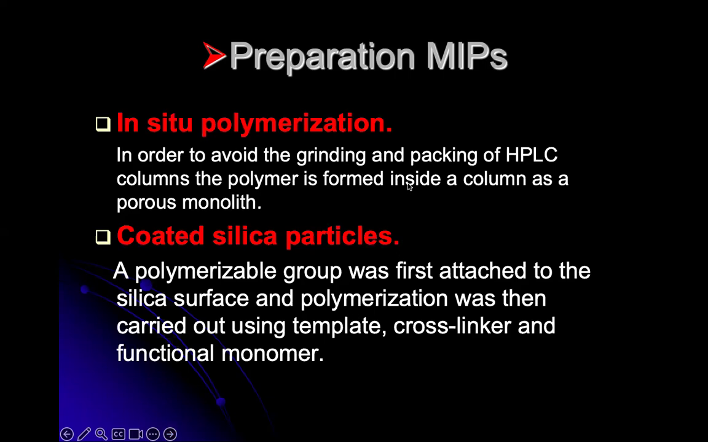But you can also do coated silica particles, meaning that, what does it mean? We can polymerize on top of silica. So silica is like the support for the imprinted polymer. Okay, so this probably you cannot picture, but it depends on the final form that you want. What final physical form of the imprinted polymer that you want. So we can design it.